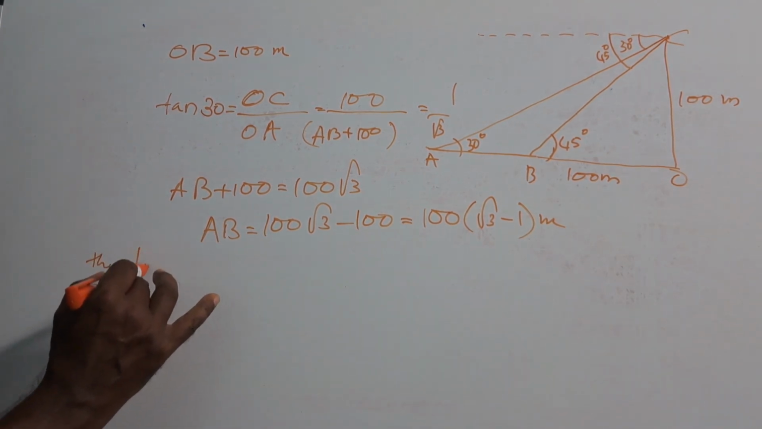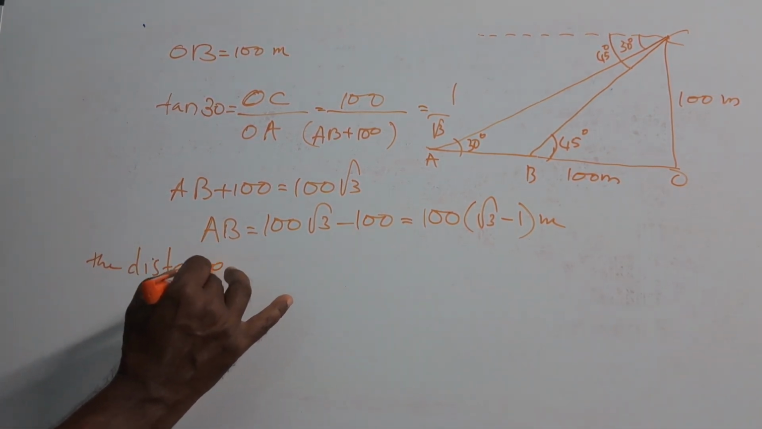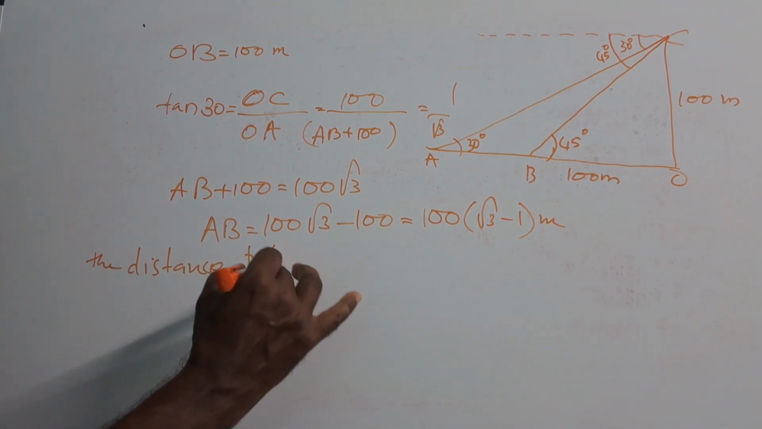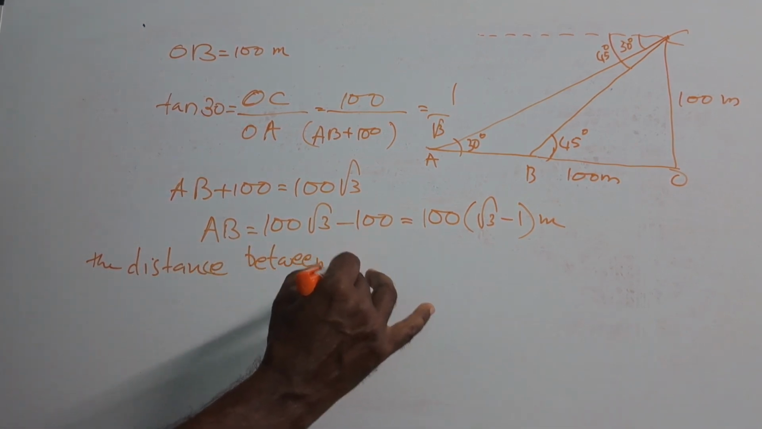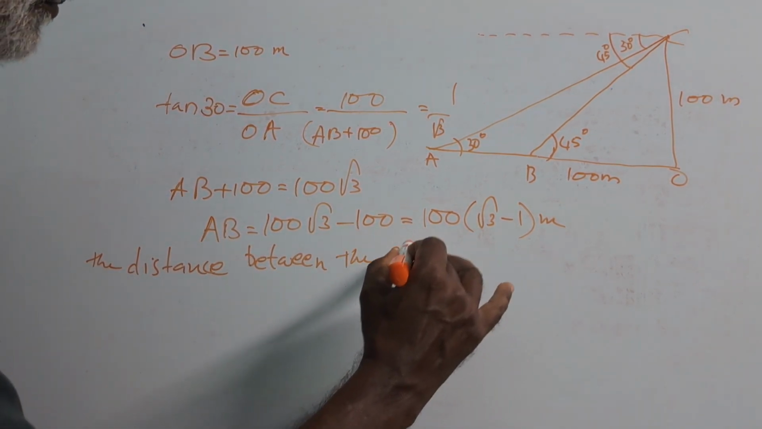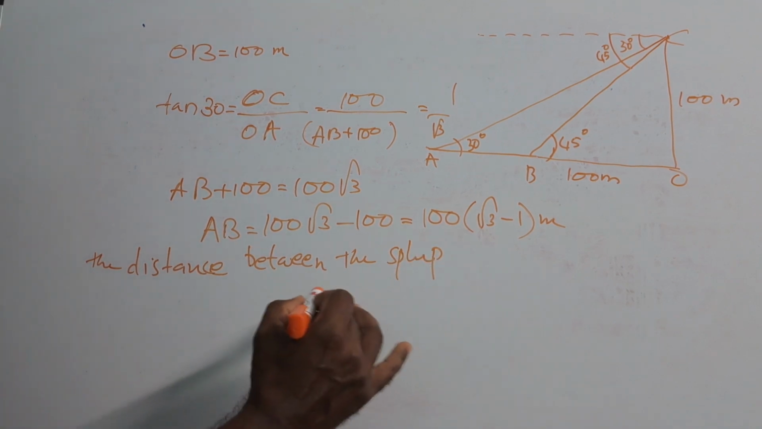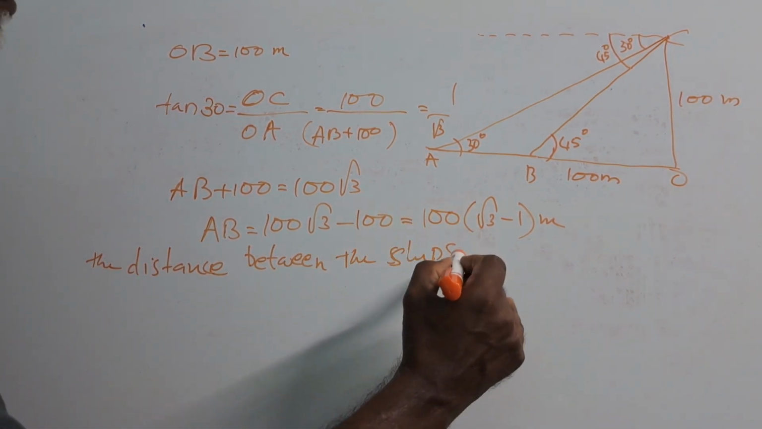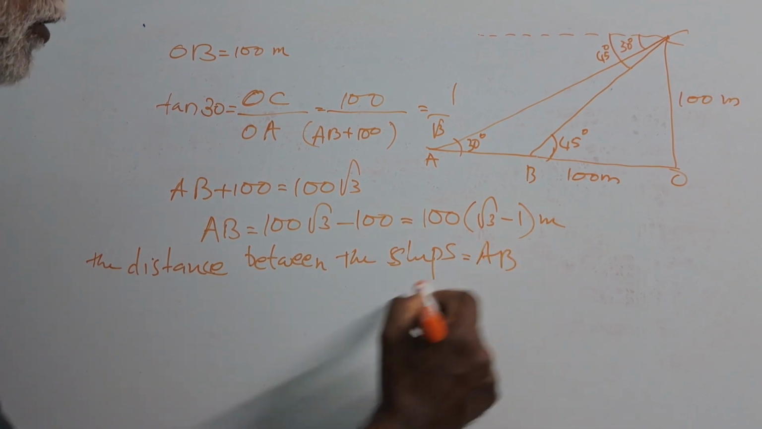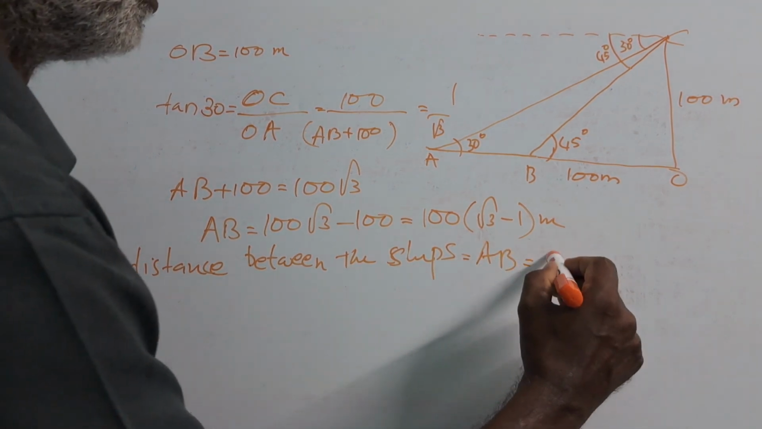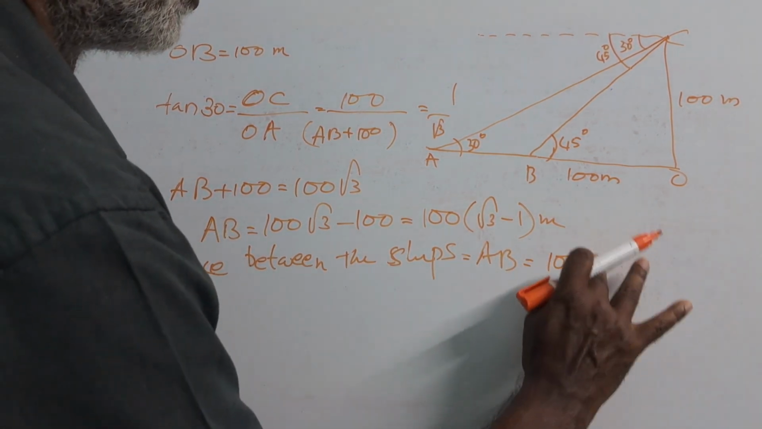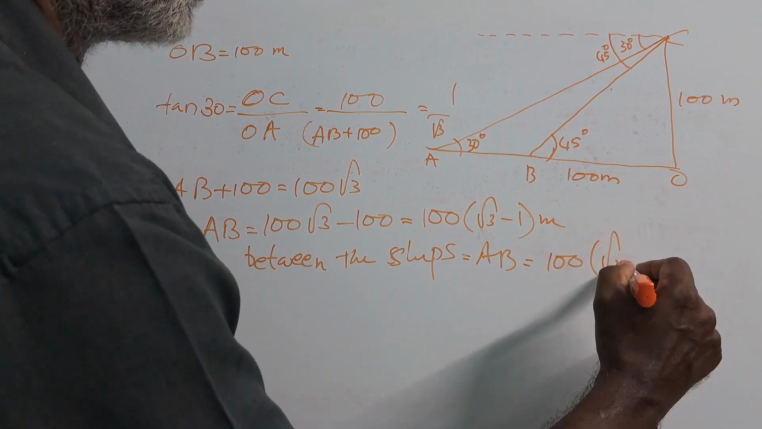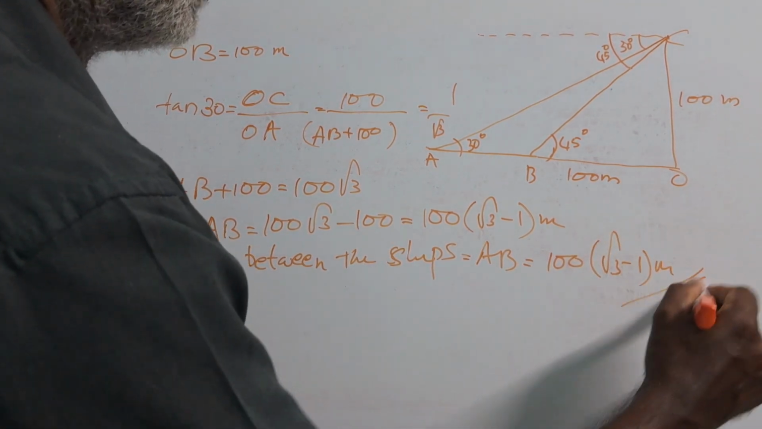The distance between the ships is equal to AB, is equal to 100 into root 3 minus 1 meter.